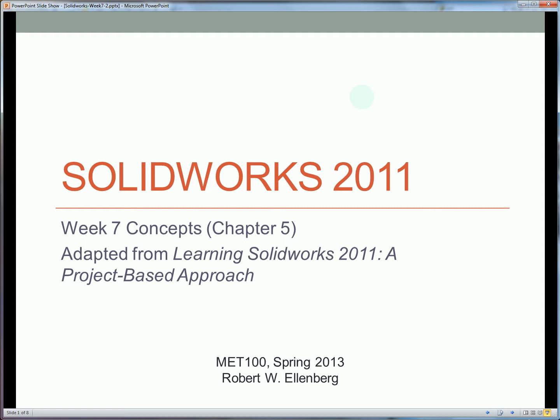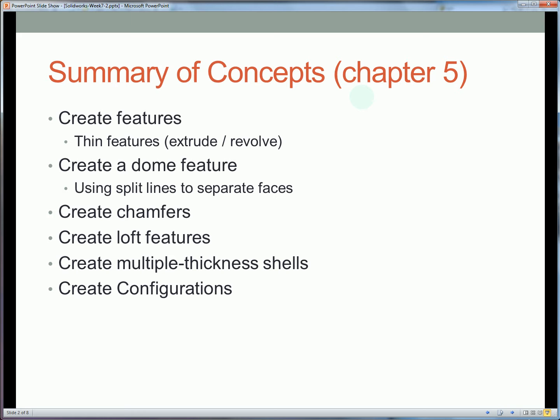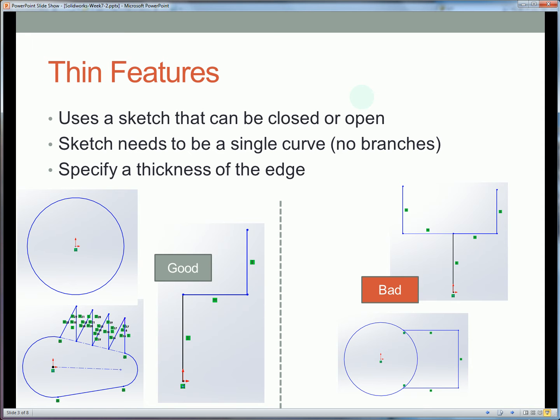This is SOLIDWORKS 2011 Week 7 Concepts from Chapter 5, adapted from Learning SOLIDWORKS 2011 Project-Based Approach. So today we're going to look at these Chapter 5 concepts. We're going to look at thin features, both extruding and revolving. We're going to look at creating dome features and split lines, chamfers, lofts, multiple thickness shells, and also creating different configurations for your parts. So we're going to start with thin features.